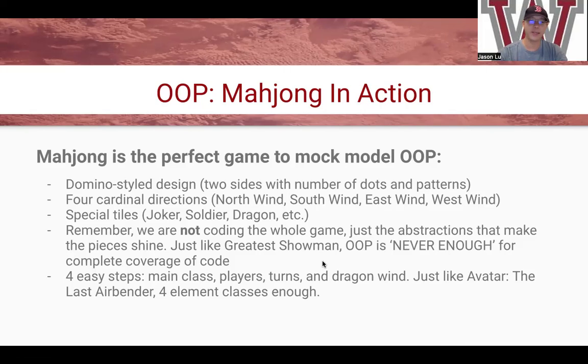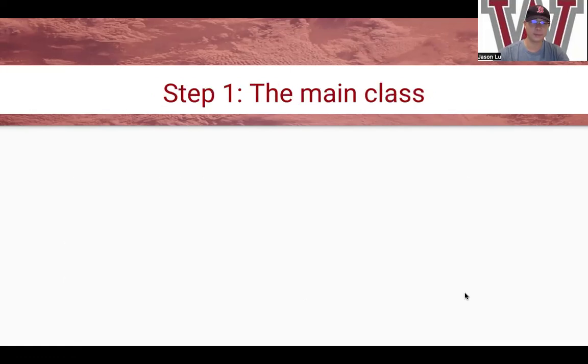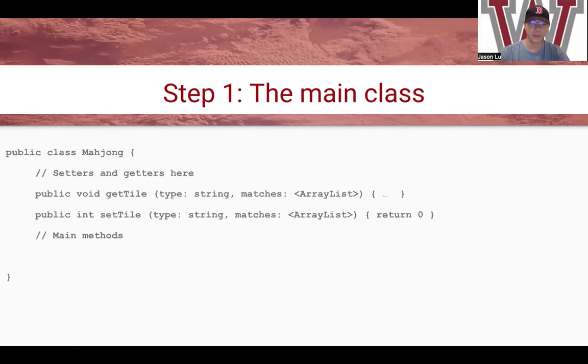And there are four main easy steps: the main class, players, turns, and the Dragon Wind. Just like Avatar: The Last Airbender, four elements is enough to model OOP. Let's get going. Step one is the main class. I'll be using Java. So I made some Java pseudocode: public class Mahjong, some setters and getters, get tile of Mahjong and set tile Mahjong, and then main methods.